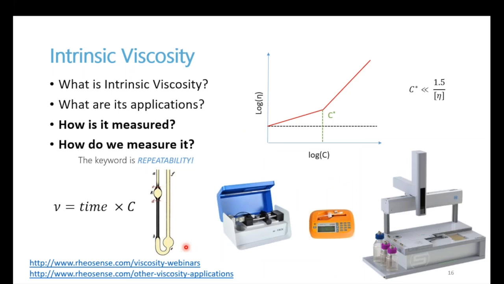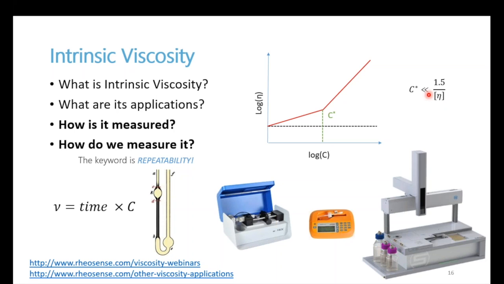So it can be measured with a number of techniques, but the general idea of how it's measured is very simple. You're going to measure at a number of concentrations that are below some critical concentration threshold, where those molecules will be so populated that they start interacting among themselves. So you want to be below that critical concentration, which is roughly below 1.5 divided by the intrinsic viscosity.